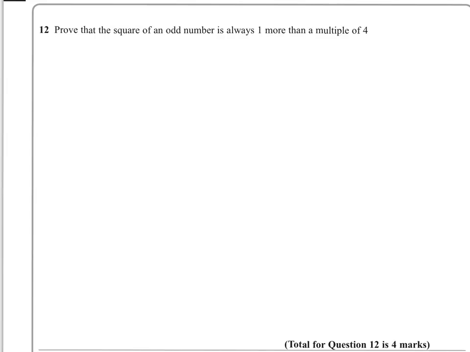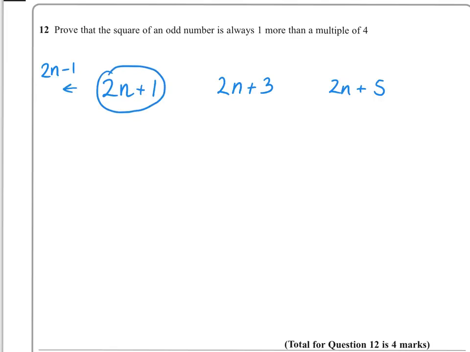Question 12. Prove that the square of an odd number is always one more than a multiple of 4. Well, let's say we choose 2n plus 1 as our odd number. Then the next odd number would be 2n plus 3, 2n plus 5, and so on. And the one before you could write as 2n minus 1. So any of these would work, but I think the easiest one to work with is 2n plus 1. So that's going to be our odd number.